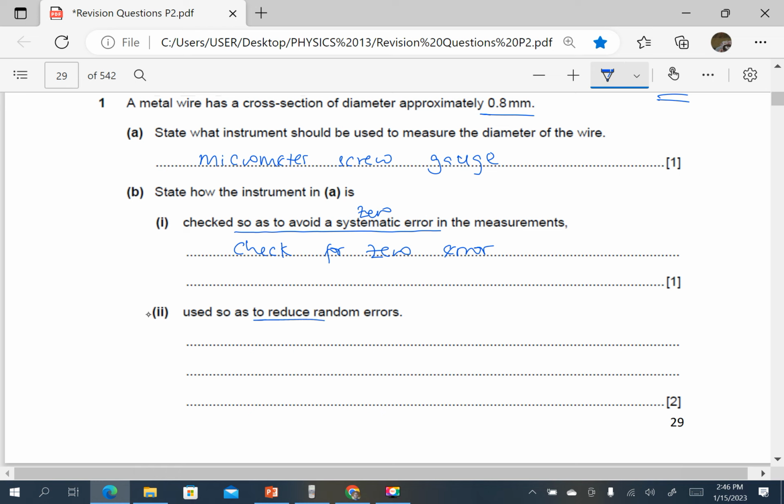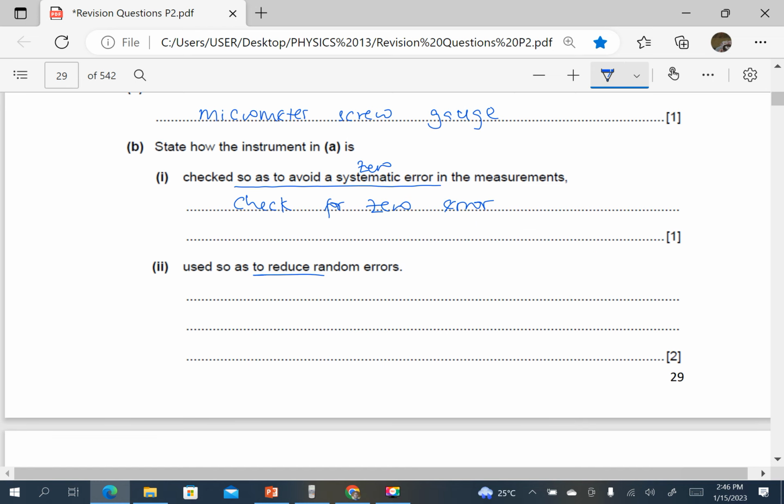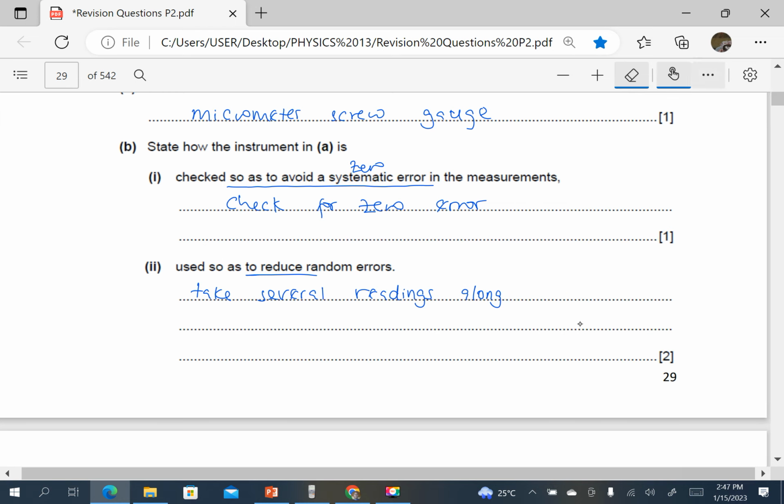How is the instrument used to reduce random errors? We normally reduce random errors in such measurements using an instrument such as a micrometer screw gauge. We take several readings along the object and obtain the average. So take several readings along the wire and obtain the average.